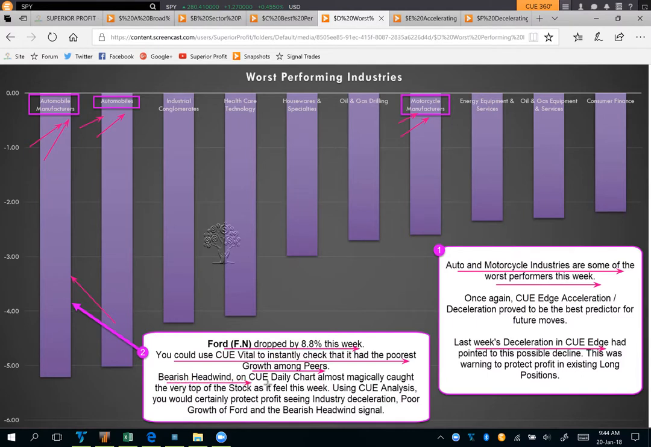Again, there was a bearish headwind on the Q daily chart that almost magically caught the very top. Using the Q analysis, that is the deceleration in the industry, the weakness in growth of this particular stock, and the bearish headwind signal, all these three weaknesses, you would certainly protect profit if you had a long position. And that would be a very good idea because the stock dropped heavily. Let's use QH again to drill down from industry to the stock and then look it up in Q charts.